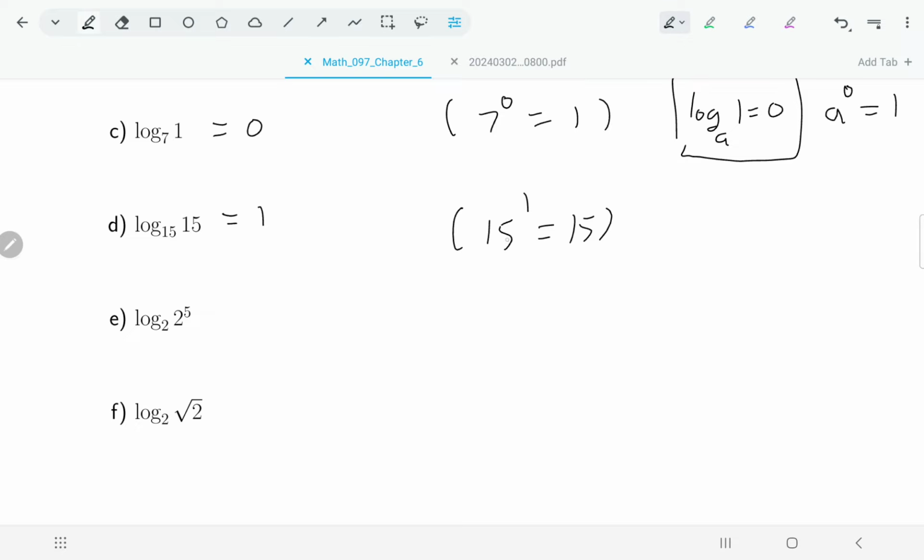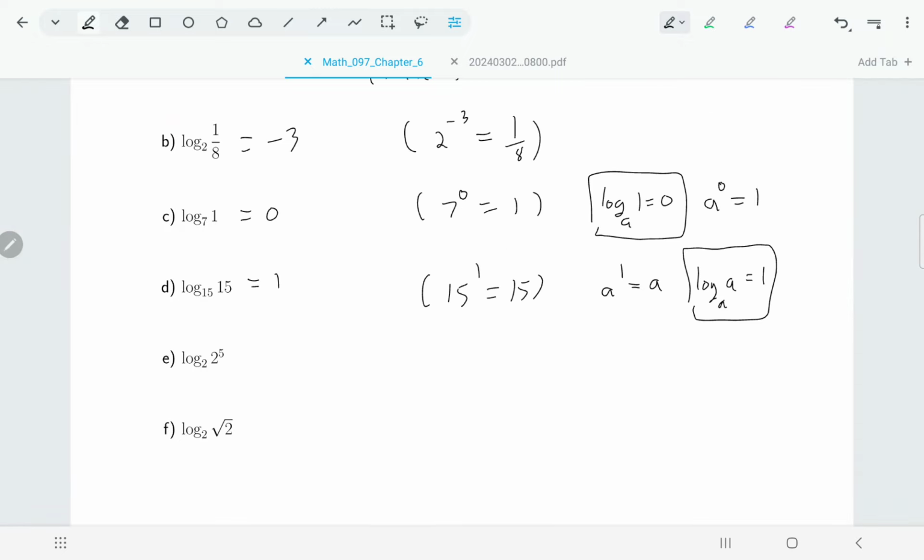The other thing we might notice is this would be true for any other pair of matching numbers. Like 14 to the power of 1 is 14, or 15 to the power of 1 is 15, or 3 to the power of 1 is 3. So in general, a to the power of 1 is a, which means that log base a of a would have to be 1. So that's another little fact we have about logarithms. We've actually just figured out two nice little properties. For any base, log base a of 1 will always be 0, and for any valid base, log base a of a will always be equal to 1.